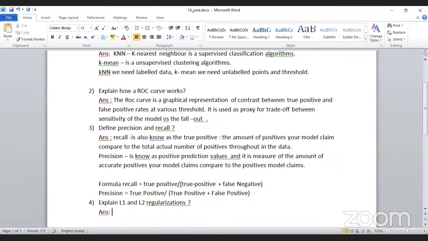What is the L1 and L2 regularization technique?